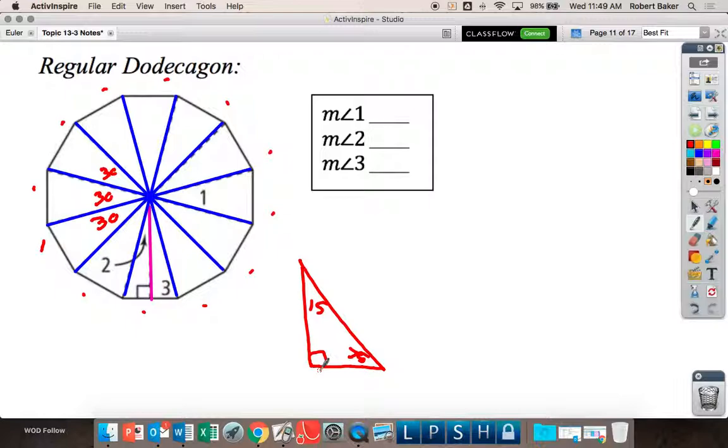So dodecagons create 14-hedrons. So if I asked you to find the volume of a 14-hedron, or maybe a 13-hedron, you'd have to be able to use the dodecagon to drive that process.